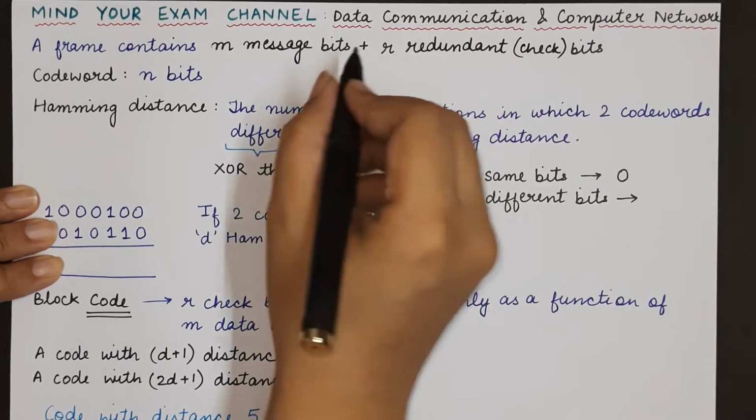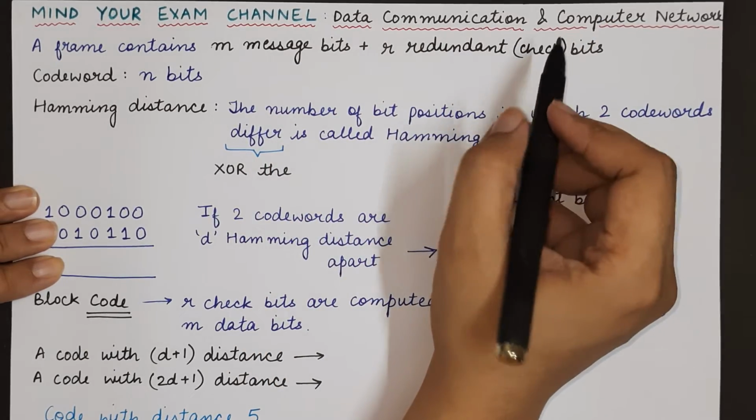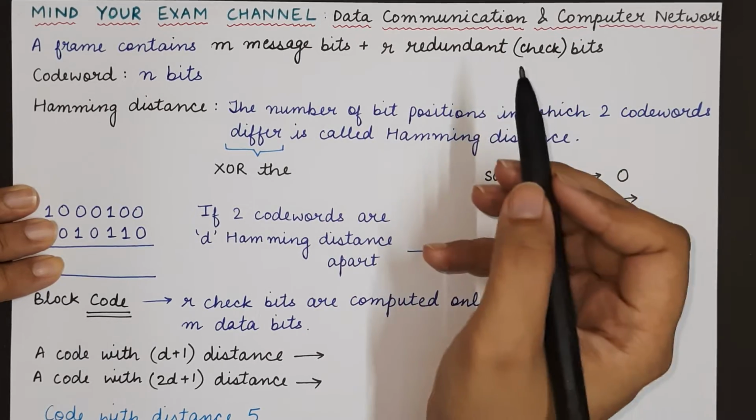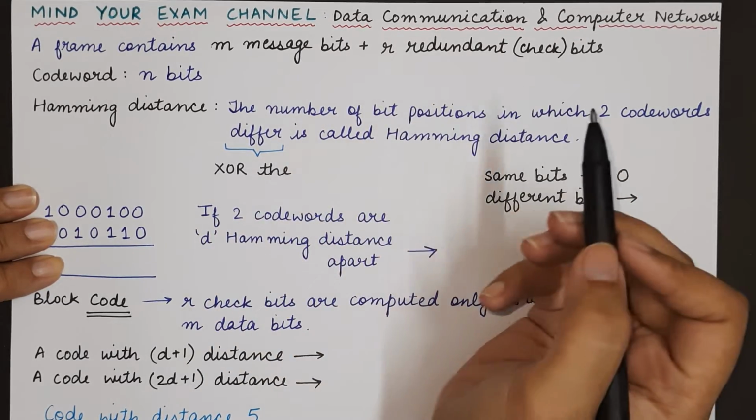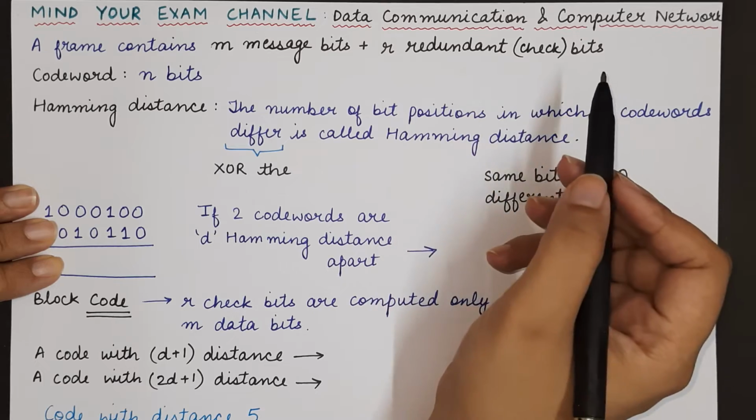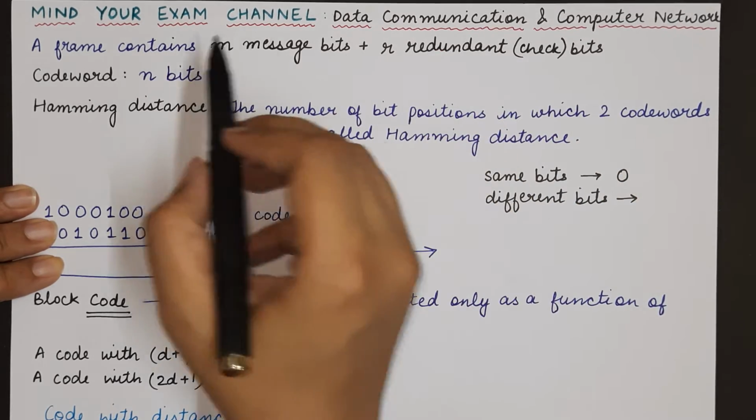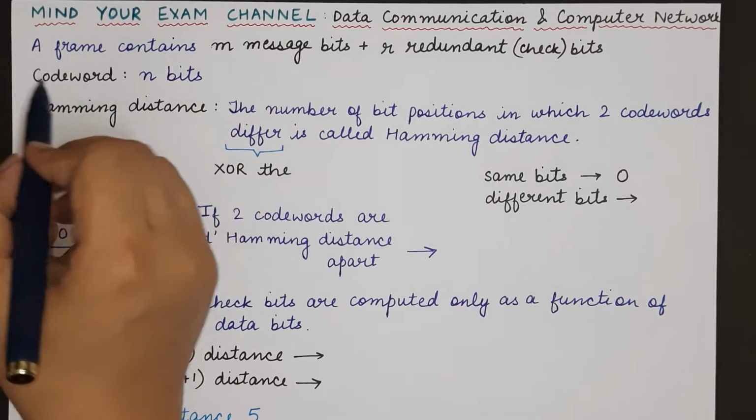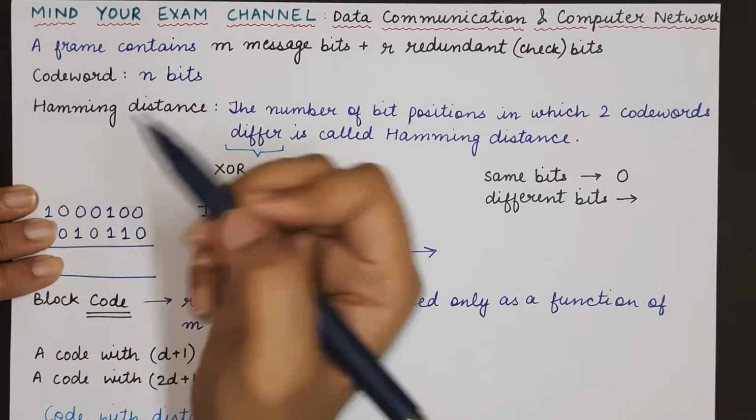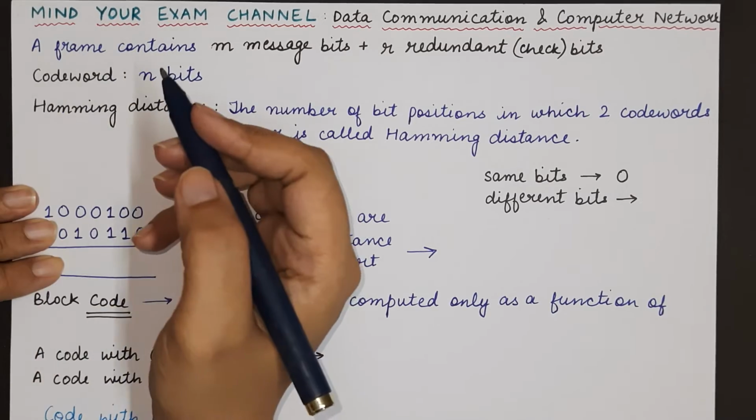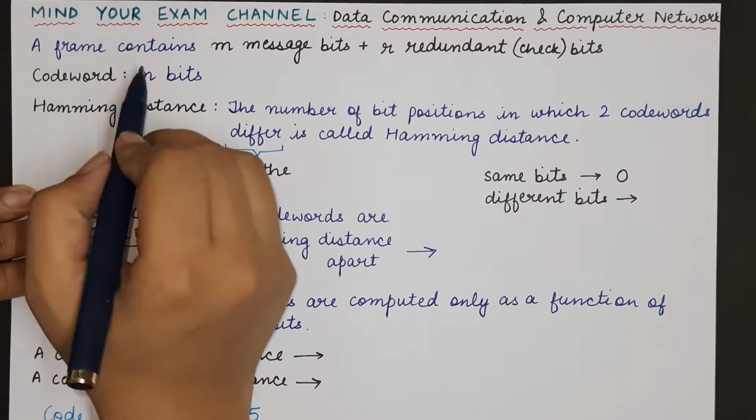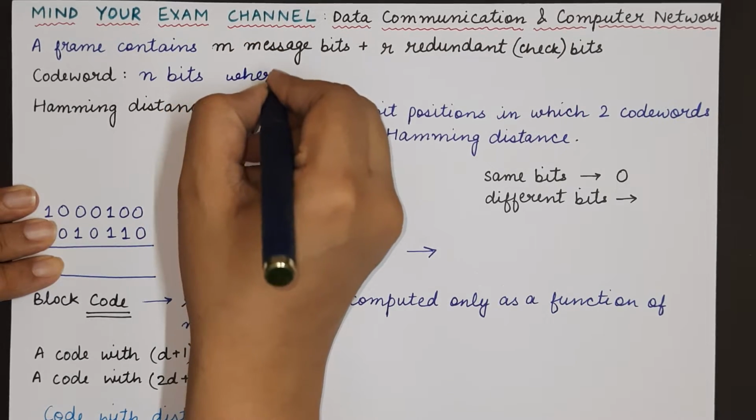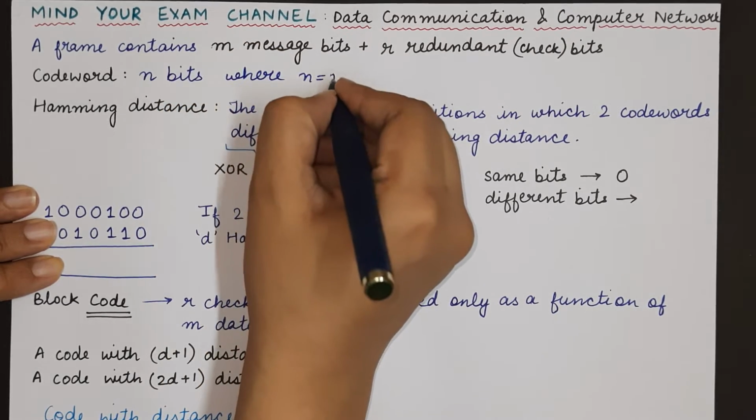So the redundant bits are present because these are the bits that will be used for performing either error detection or error correction as per the requirement. Okay, and the combination of m plus r gives you a code word equal to n bits. So what is a code word? A code word basically consists of n bits where n is equal to m plus r.